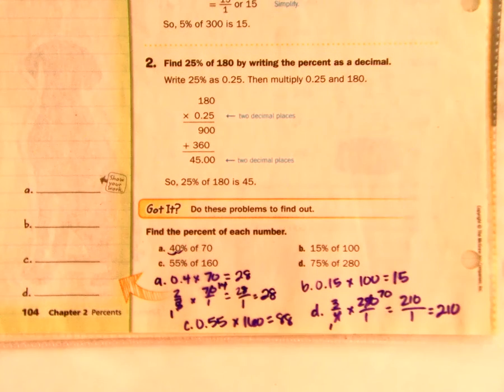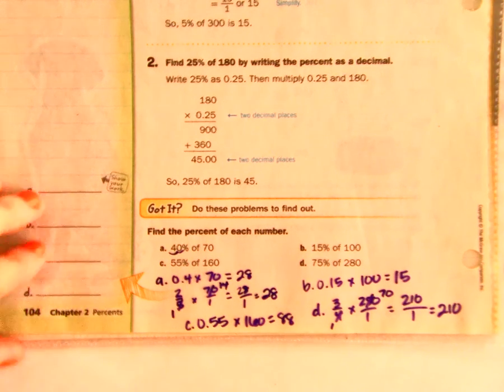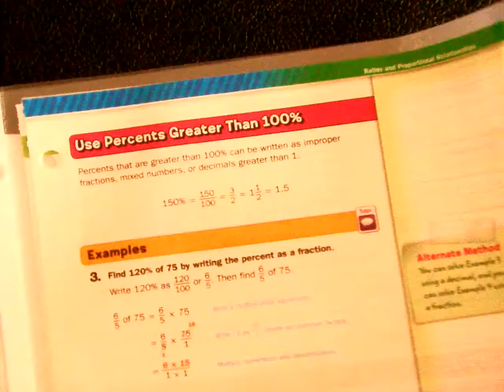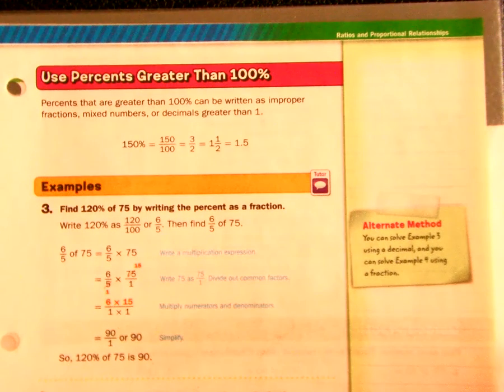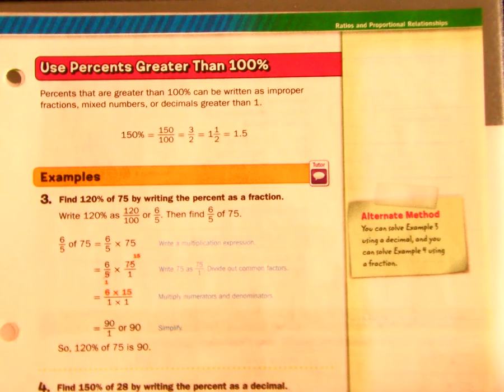So again, when you're finding the percent of a number, we are figuring out how much of that number we want. Okay? If we flip over to the next page, we're going to find a percent greater than 100. Percents that are greater than 100% can be written as an improper fraction, mixed numbers, or decimals greater than 1. Okay? I prefer to write them all as decimals. Again, you can do fractions, you can do improper fractions. It's up to you, whatever you prefer.